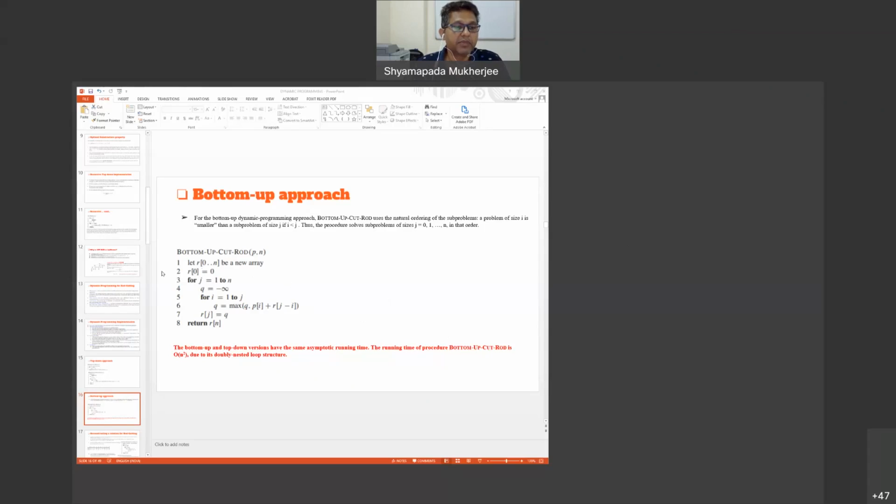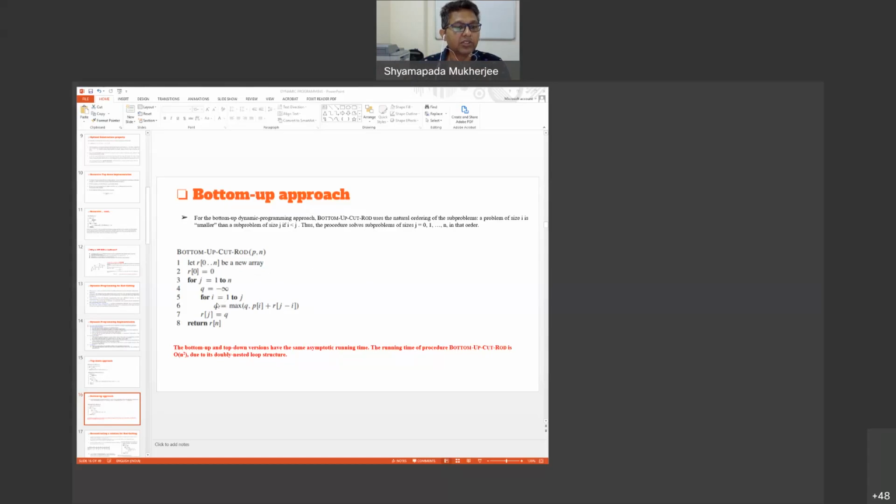So what we do again, in bottom-up approach, we have two arguments p and n, where p is the price of different lengths, as I said, and n is the length of the rod. So r is the storage where we are storing the optimal solutions. Then initially r0 equals 0 because there is no revenue for any rod of length 0, and then for each value of j from 1 to n, okay, for each value of length 1 to n, we are trying to find out the optimal cut.